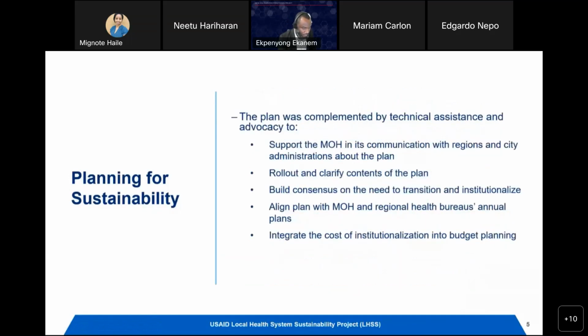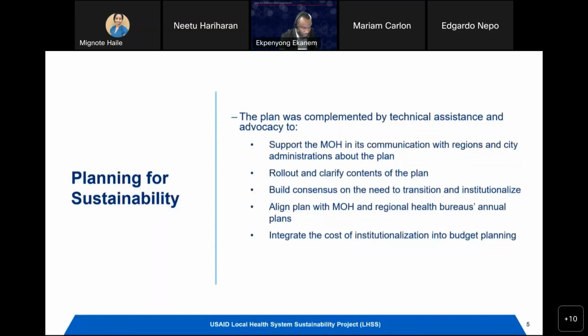The program supported Ministry of Health to communicate this plan with regions and city administrations for their awareness and action. And it also advocated to build consensus on the need for industrialization at different levels, at the health facility level, at the district level, and at the regional health bureau level, and at the zonal level. So in order to do that, the program aligned its institutionalization and transitioning plan with the Ministry of Health and Regional Health Bureau's annual plan.